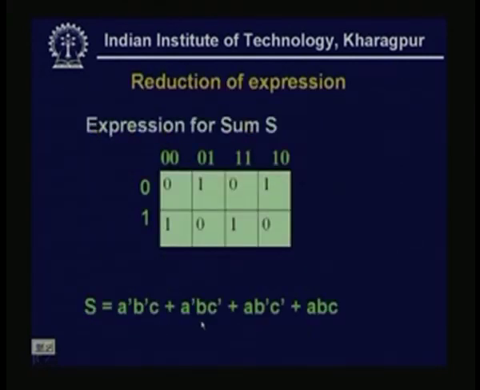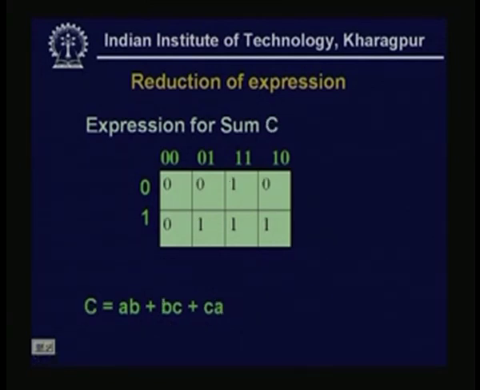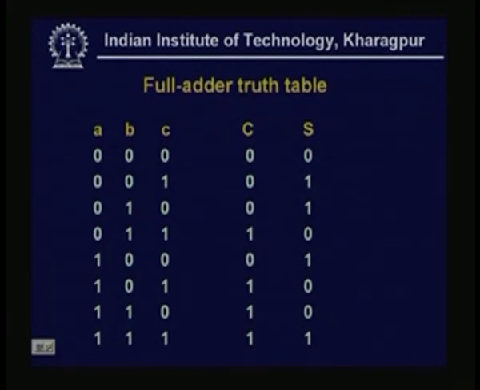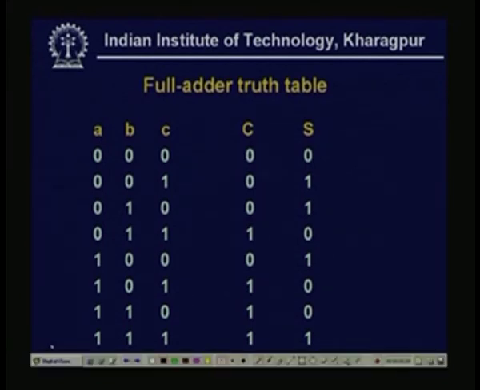So, now we draw the Karnaugh map. First we draw the expression for sum S. If we see the sum, where it will be 1, it will be 1 for the decimal values 1, then 2, 4 and 7. So, for 1, 2, 4, 7.